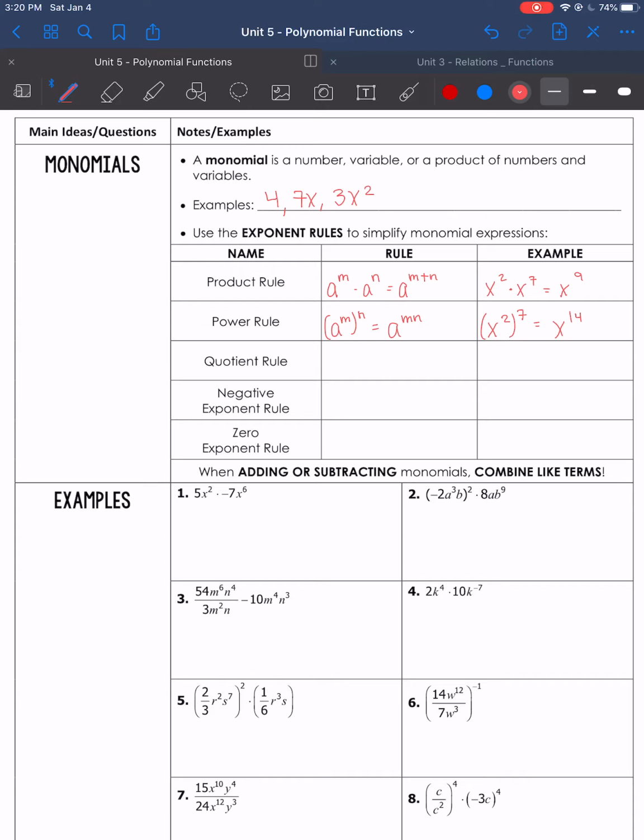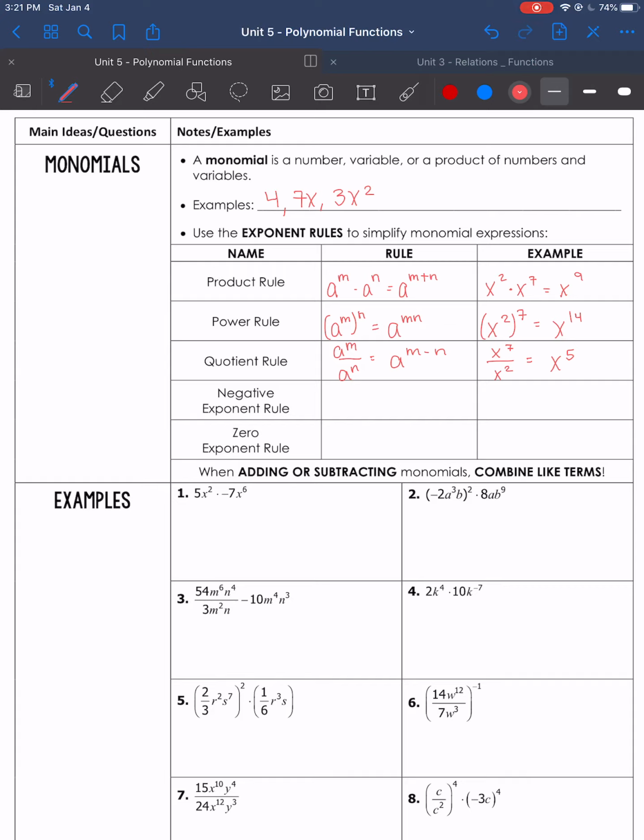The quotient rule is when you have something being divided, and then you will subtract the exponents, as long as they're the same base. If they have a different base, then you can't subtract them. So for example, if we have x to the 7th divided by x squared, 7 minus 2 gives me 5. So I have x to the 5th.